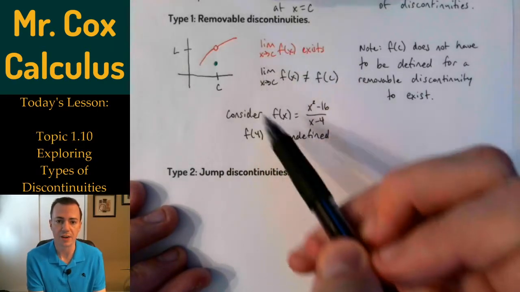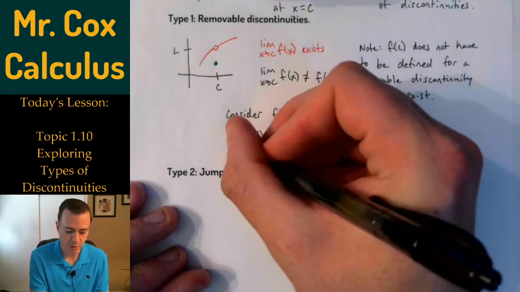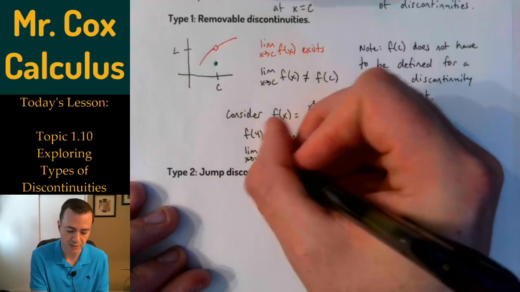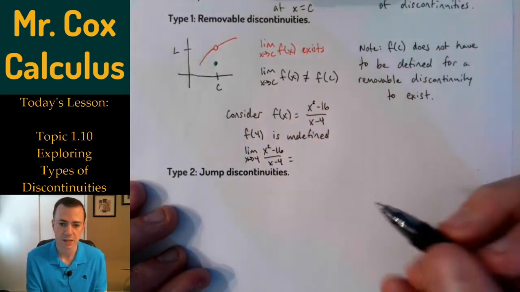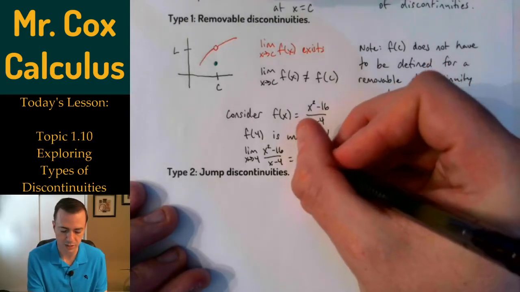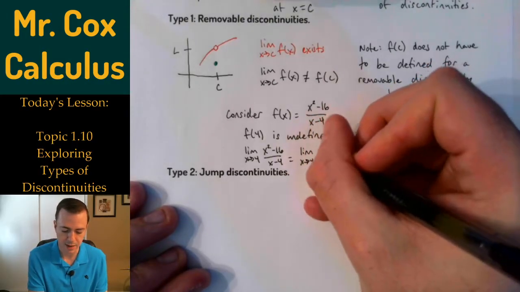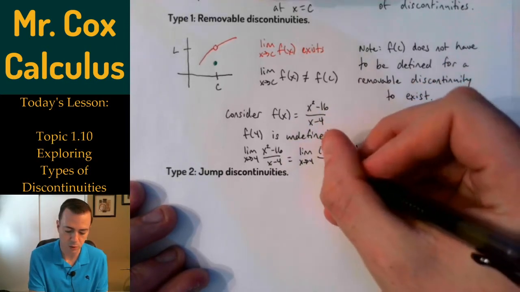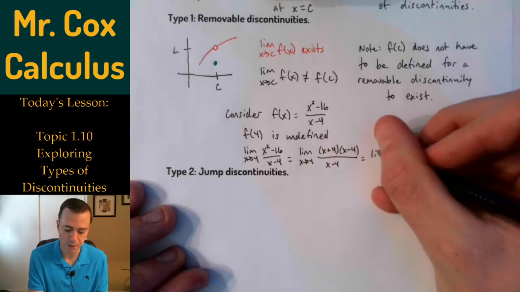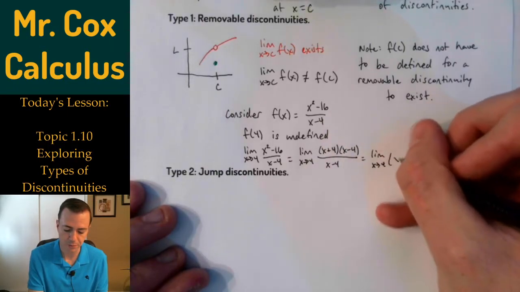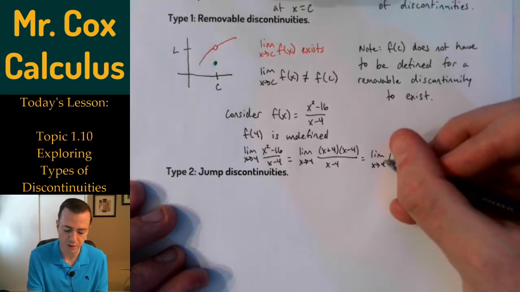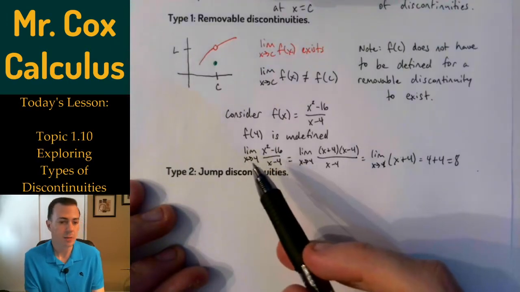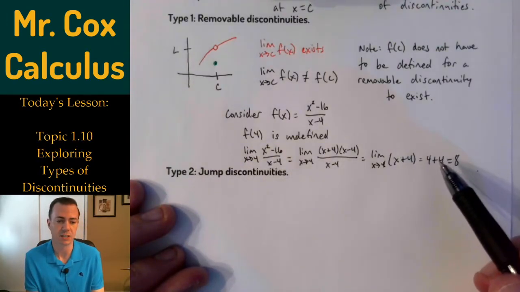We can verify that it's a removable discontinuity if we take a look at the limit as x approaches 4 of this function, x squared minus 16 over x minus 4. And as you've seen so far in this course, I can factor the numerator and say the limit as x approaches 4 of x plus 4 times x minus 4 over x minus 4. Dividing out my common factor, I get the limit as x approaches 4 of x plus 4, which is 4 plus 4, which is 8. So the limit as x approaches 4 exists for this particular function.